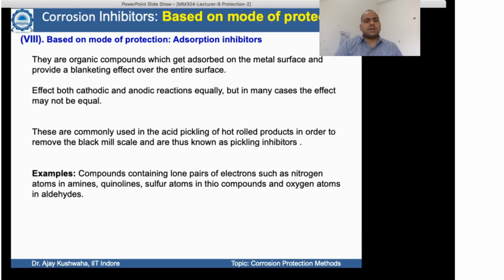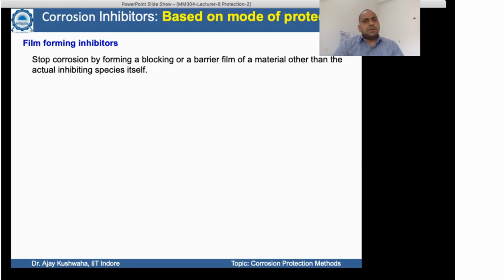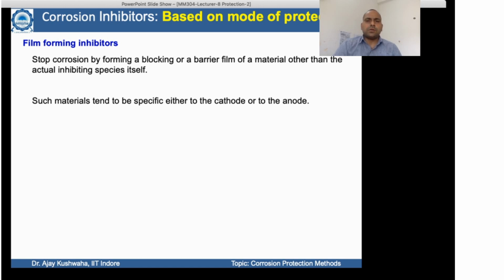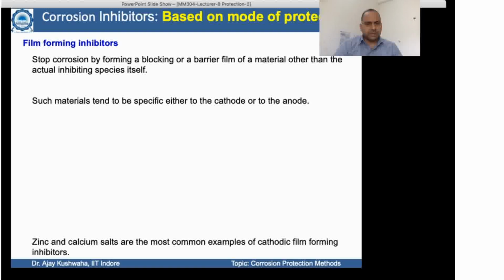For example, we can understand here the compounds containing lone pair of electrons, such as nitrogen atoms in amines, and sulfur atoms, like these oxygen atoms. Similarly, the next one is the film forming inhibitor. Here they basically form a film, a blocking layer or a barrier layer, made of material other than the actual inhibiting species itself, and such material tends to be specific either to the cathode or to the anode. So it's a very specific chemical, depending on whether we are going to use a cathode or an anode. Based on that the selection should be made.